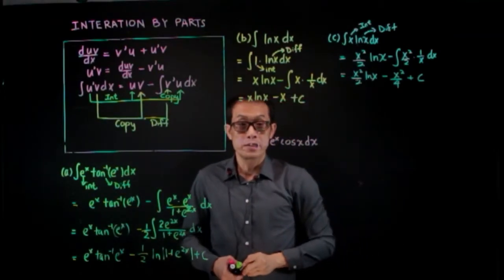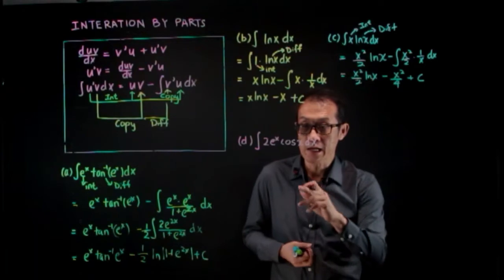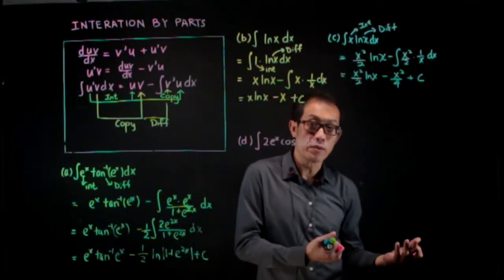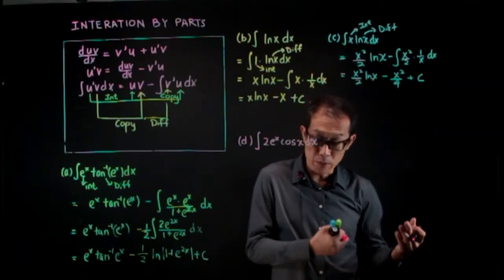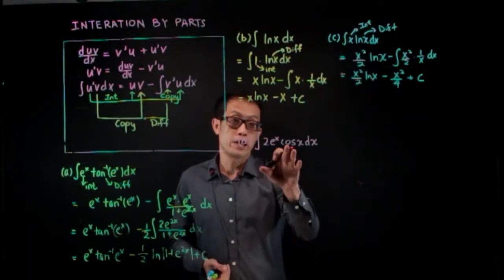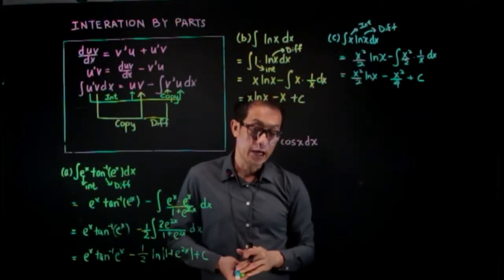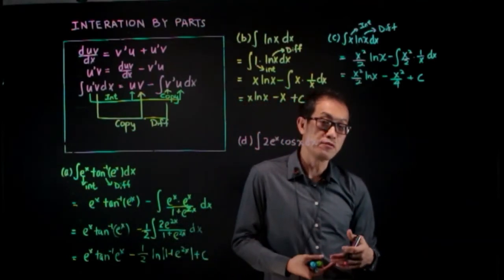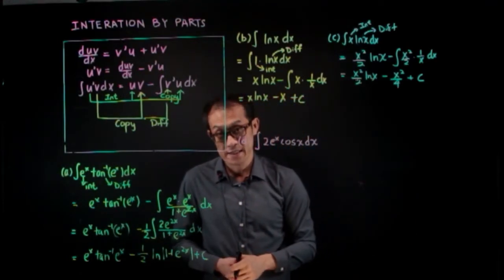Now how about the last one? The last one, you can see that when you differentiate or when you integrate e to the power x, it will give you e to the power x. Whereas for cos x, you differentiate cos x, you get minus sine x. And then you differentiate one more time, you go back to cos x.